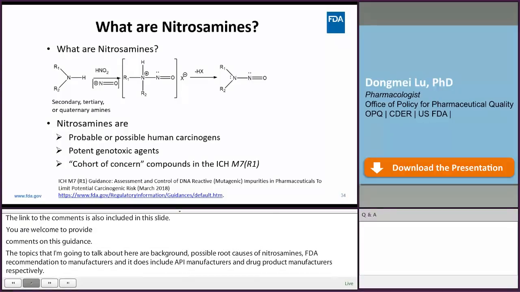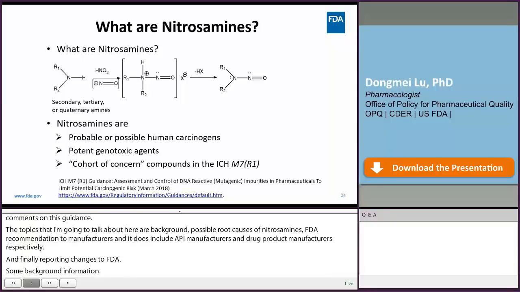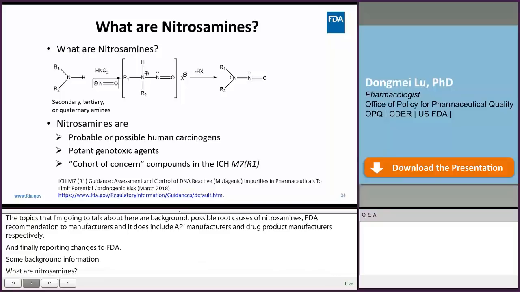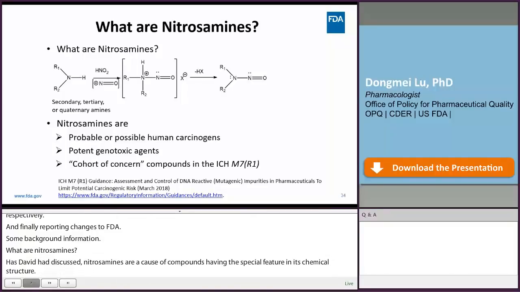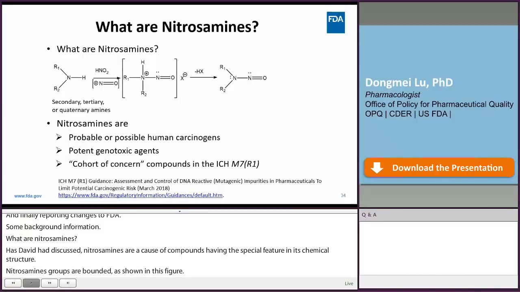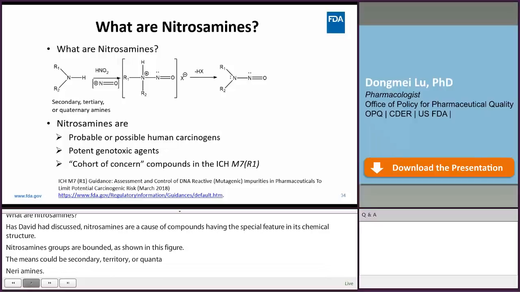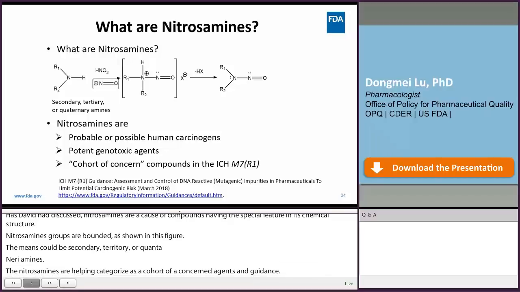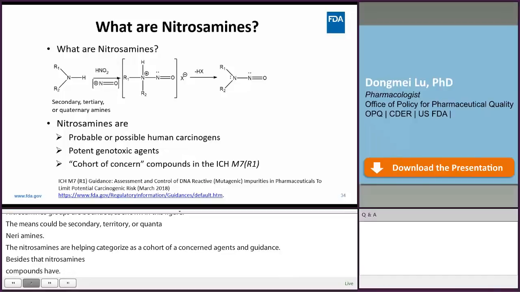Some background information. What are nitrosamines? As David has discussed, nitrosamine is a class of compounds having a special feature in its chemical structure: a nitrosyl group bonded to an amine, as shown in this figure. The amines could be secondary, tertiary, or quaternary amines. They can interact with a nitrite salt under acidic conditions. The nitrosamines have been categorized as a cohort of concern compounds by the ICH M7 guidance. Besides that, nitrosamine compounds are potent genotoxic agents in several animal species, and some of them are classified as probable or possible human carcinogens by the International Agency for Research on Cancer.